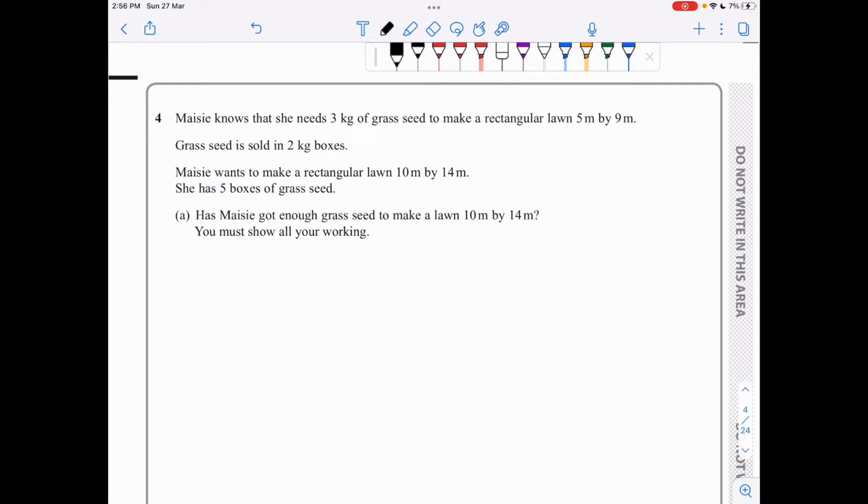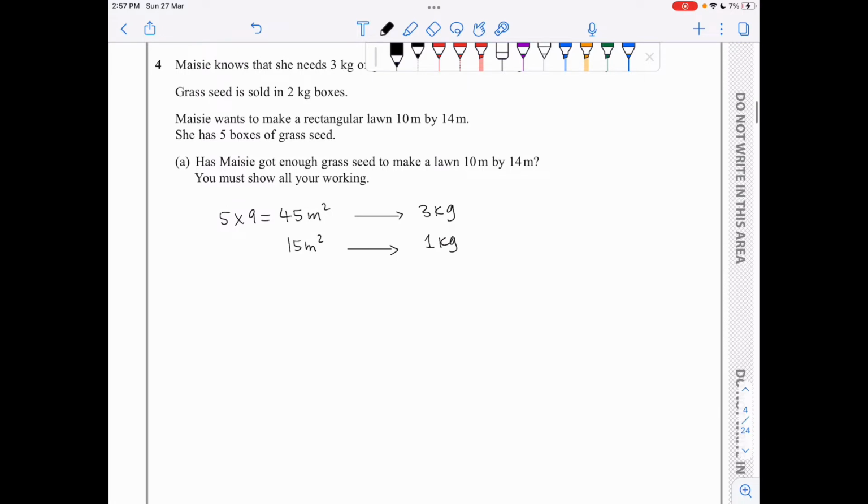I will start by saying that 3 kilograms of grass seed will cover 5 times 9, which is 45 square meters. So we need 3 kilograms for this area, which means that 1 kilogram should be enough for 15 square meters. And since the grass seed is sold in 2 kilogram boxes, I'm going to say that 2 kilograms will cover 30 square meters. Now the lawn we want to cover is 10 by 14, so 10 times 14 is 140 square meters.